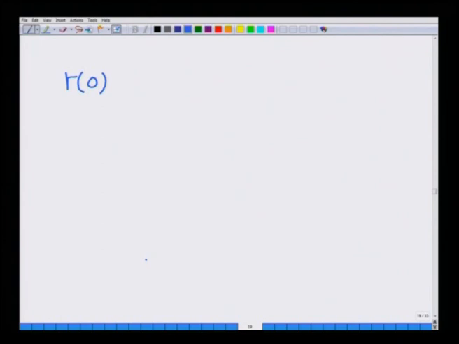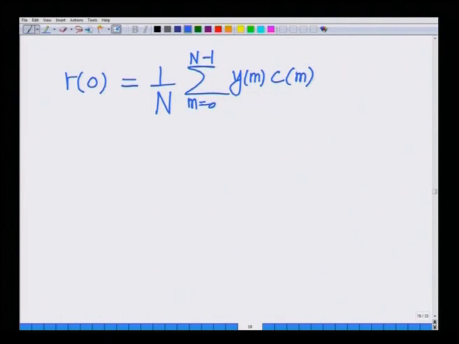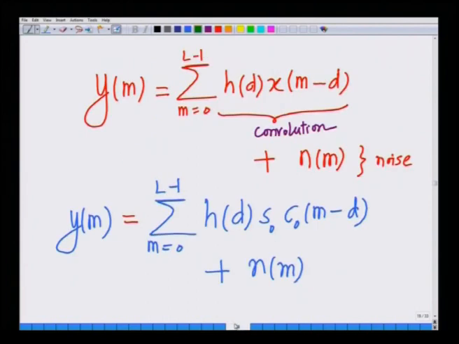This is the received statistic, correlating the signal of user 0 with the code of user 0 with 0 lag. Hence, I will represent this as 1 over n summation m equals 0 to n minus 1 y of m into c of m. Remember, we derived an expression for y of m, which is h d s 0 c m minus d plus n of m.